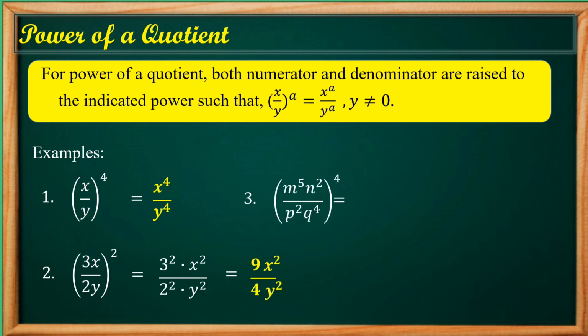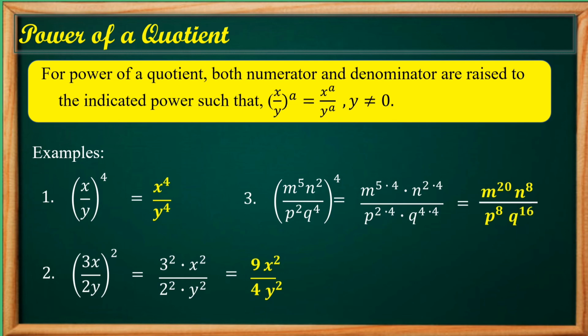Okay, number 3 example. Parang ganito. Just distribute the exponent outer to the inner exponent. It becomes m raised to the 5 times 4, n 2 times 4, p 2 times 4, then q 4 times 4. Okay, then it becomes m raised to 20, n raised to 8, then p raised to 8, then q raised to 16.